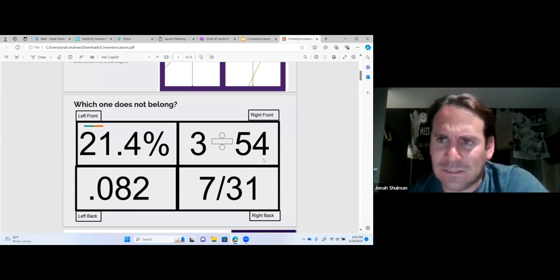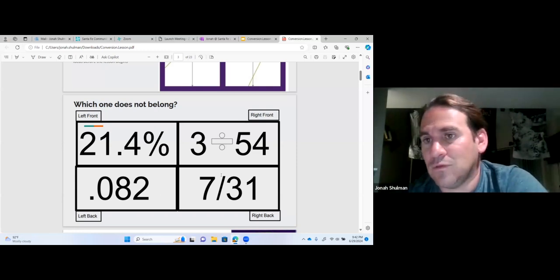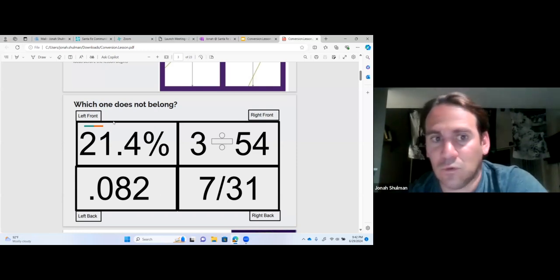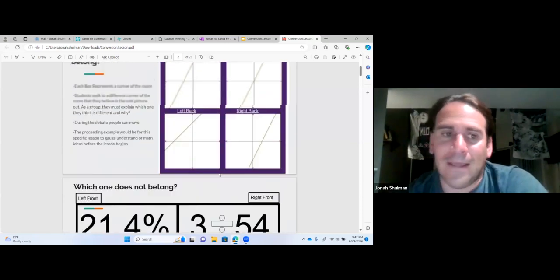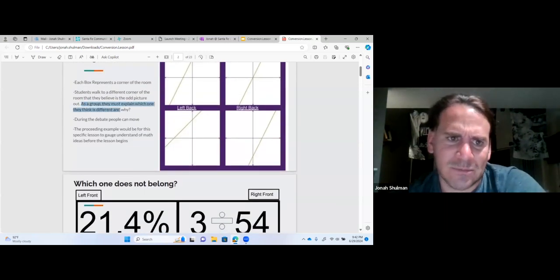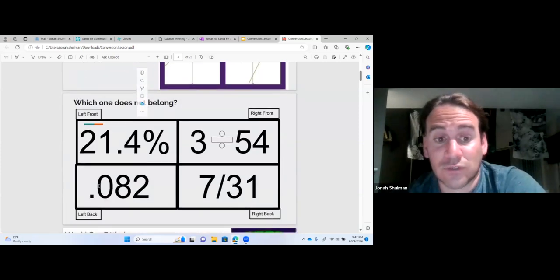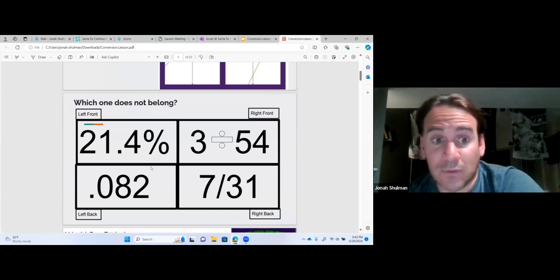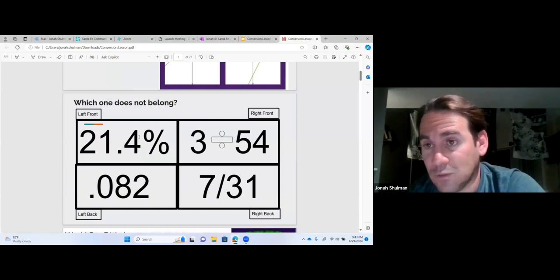So this is a first example, unlike the previous one where it was like PEMDAS, where they go to the corner. And students like it because as a group, they must explain why they think it's different. And during the debate, let's say that you originally thought this one was different because it has 3 numbers next to each other, but they realized that this one has a decimal and a percentage. So if they wanted to move to this one, they could.